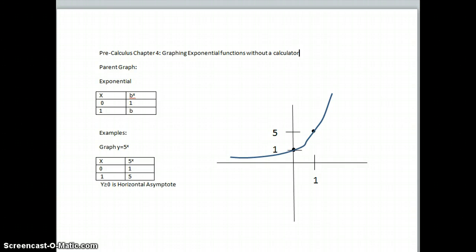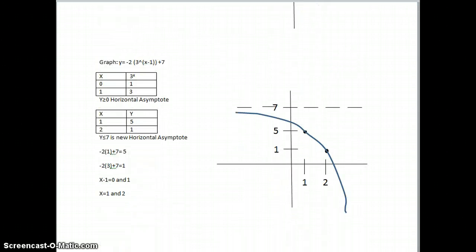Okay, alright, well let's do another example. It's a little bit harder. We're going to be graphing y equals negative 2 times 3 to the x minus 1 power plus 7. Bear with me, you can do this. I know you can. So, we're just going to use our parent graph, which is x, and underneath x is always 0 and 1. And then our b to the x is 3 to the x. We're going to get to the x minus 1 part later. We'll just leave that out for now. So 3 to the x is 1 and 3. Obviously, with our horizontal asymptote being y is greater than or equal to 0. Simple enough, right?